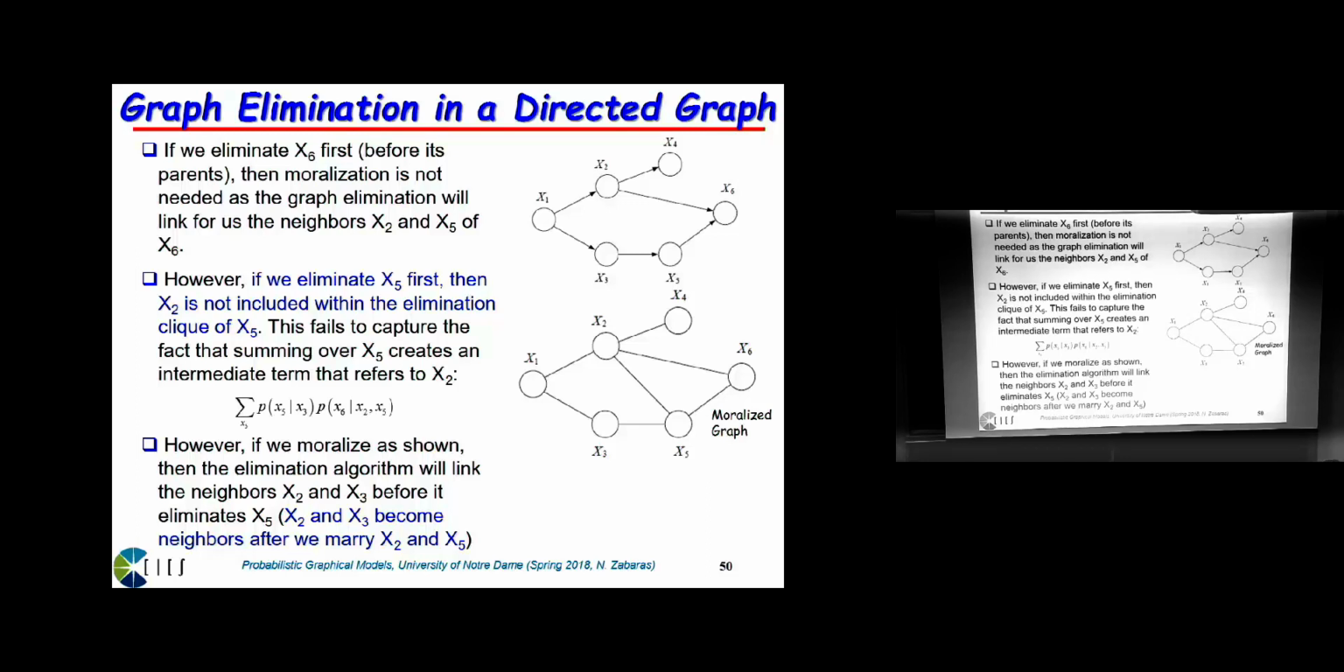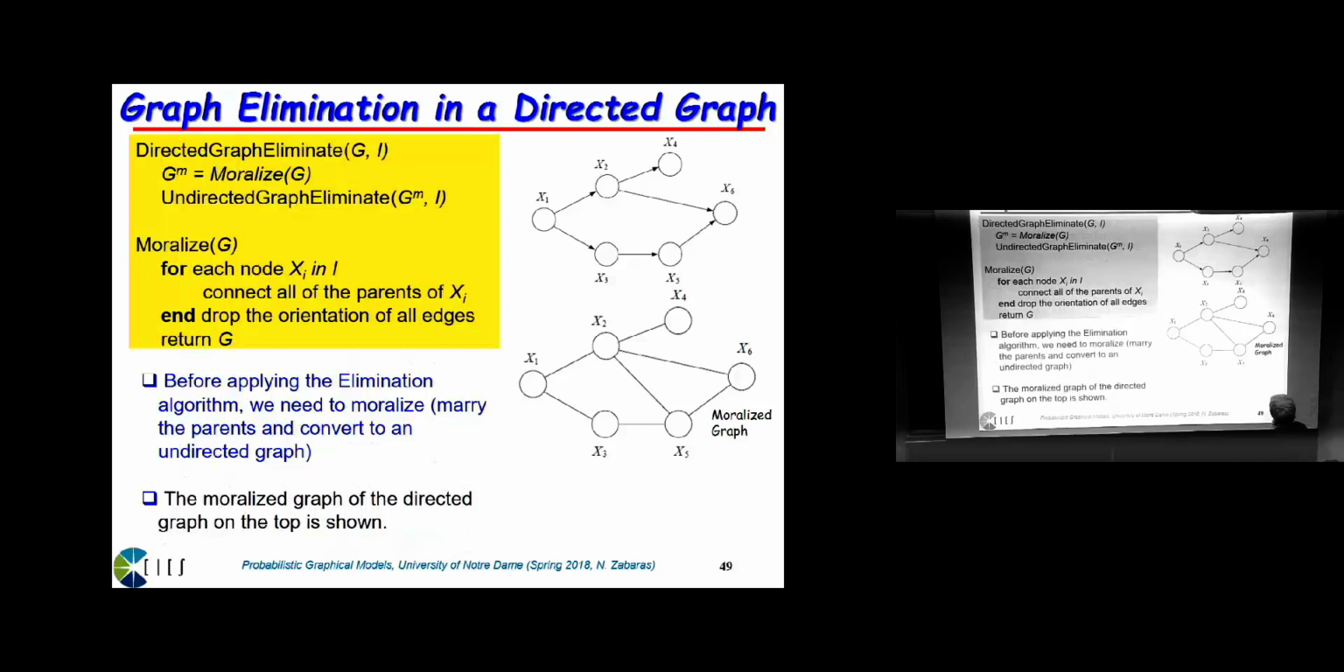So let me do the following. Rather than eliminating x6, because there we will not be able to see what difference the moralization makes, let's say we eliminate x5 first. So let me go back to this slide and eliminate x5. And let's say we don't do any moralization. If you don't do moralization and you transform this to an undirected graph, what is the first thing you're going to do on this graph? So there's no moralization here. If I eliminate x5, what needs to happen in the undirected graph algorithm? What are the neighbors of 5?